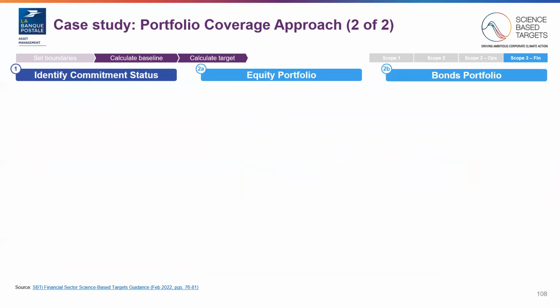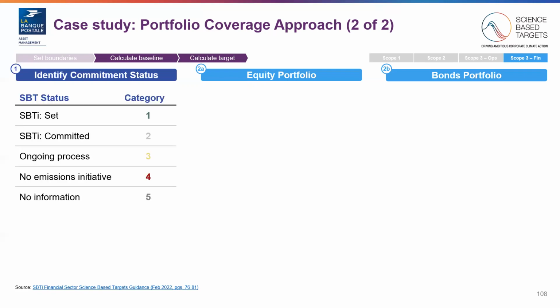Le Bon Postal's asset management implemented their portfolio coverage approach by first identifying the commitment status and then applying it across both their equity and their bonds portfolio. In identifying their commitment status, Le Bon Postal Asset Management decided to set 5 categories of investees, one being the most advanced, with a set and approved science-based target, and 5 being the least advanced, where there's not even consideration or information available on decarbonization and climate change.